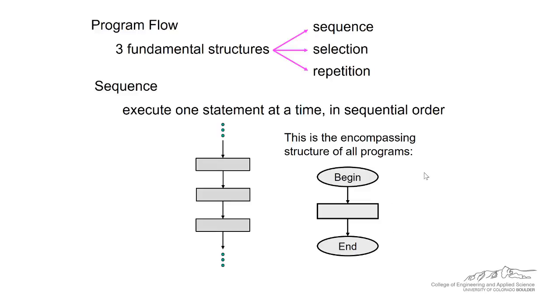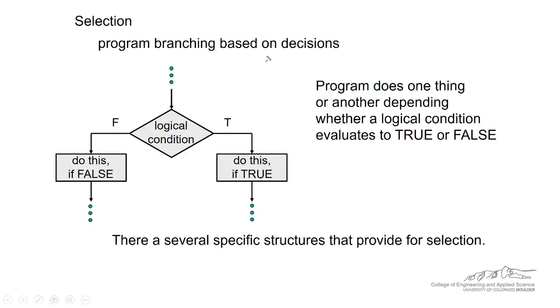So let's talk now about the next program structure, which is selection. Selection is program branching based on decisions. So you'll come into this from some other place in your program or flowchart, and you have to make a logical condition. So this is basically a test. If it's true, then you're going to do one thing. If it's false, you may or may not do another thing.